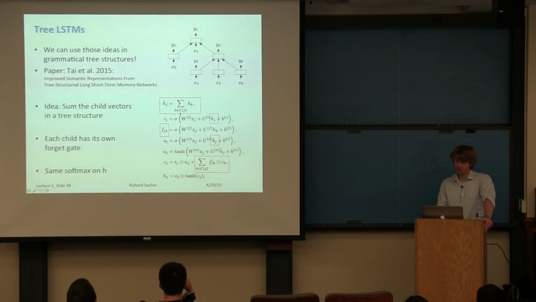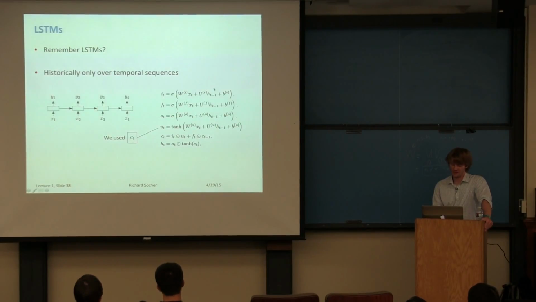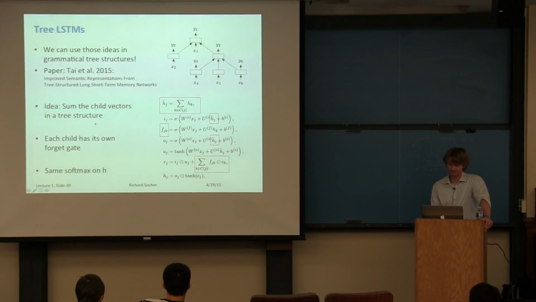And so the first thing we do is we just basically sum up the children, and we have this h tilde here. And now for our input and output gates, we just have the summed vector of all our children instead of having just the single vector from the previous time step. And one twist here is also that we actually have a different forget gate for each child. What does that buy us?